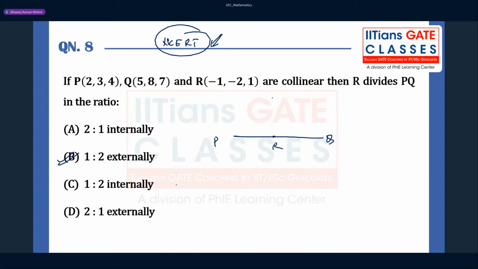This is a very important question that you have to take care of. So how to find this situation? Since you can consider that this R will divide in the ratio K is to 1, this point R, which is -1, -2, 1, is going to divide PQ in the ratio K is to 1. By the section formula you can compute and then equate with this, which is -1, -2, 1.